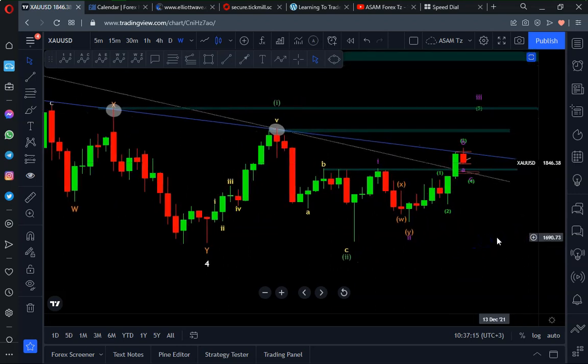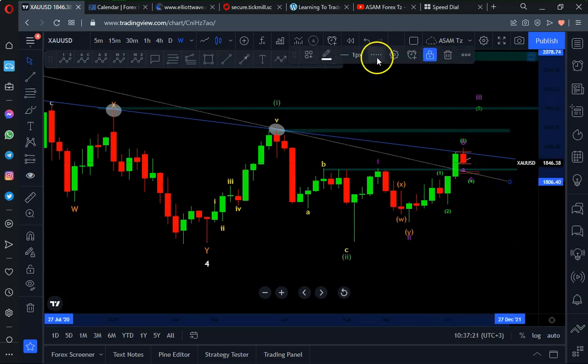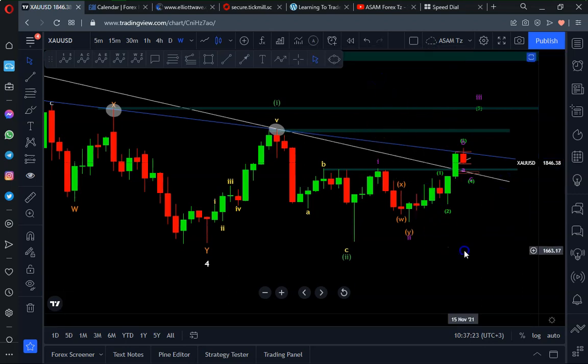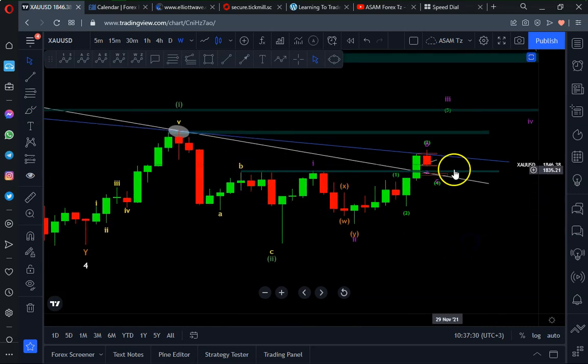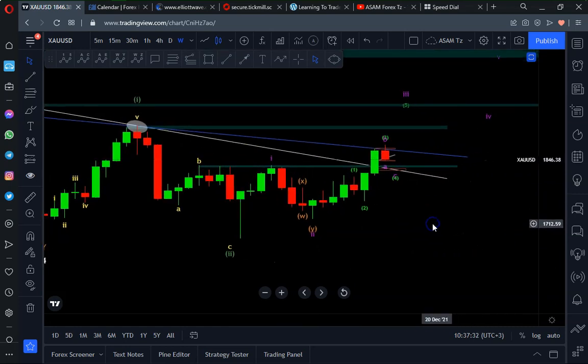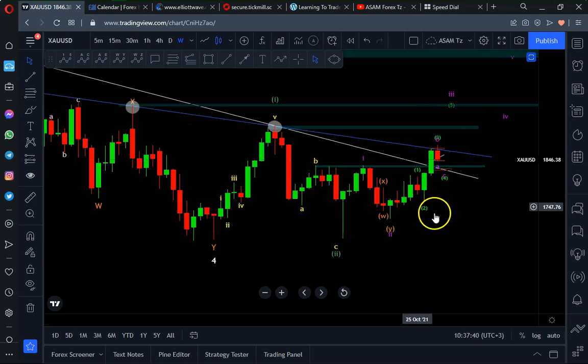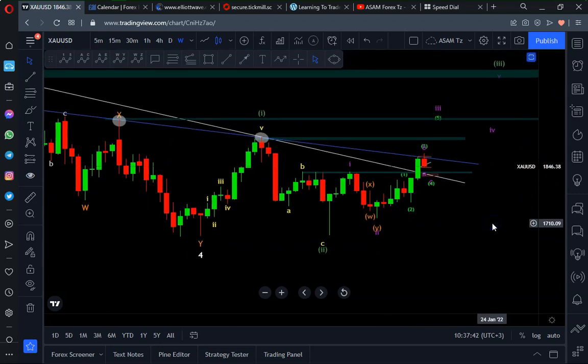In addition to looking for rejection, we were looking for a retest of this white trend line, and also a retest of this resistance. So we had several factors of confluence for the market to drop this week. Those things were presented in our last week analysis.